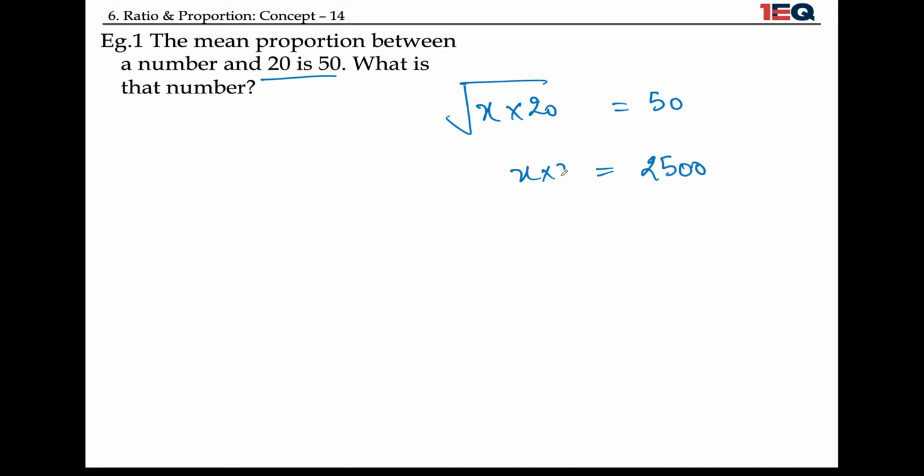So x into 20 is 2500, and I cut it off. The 0 is gone with 0, and 250 over 2 is 125. So the value of x is nothing but 125. See how easy this was. Moving to the next question.